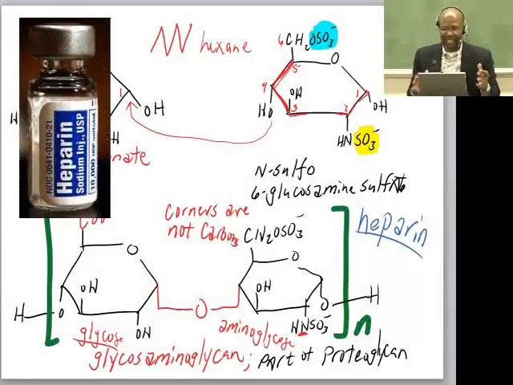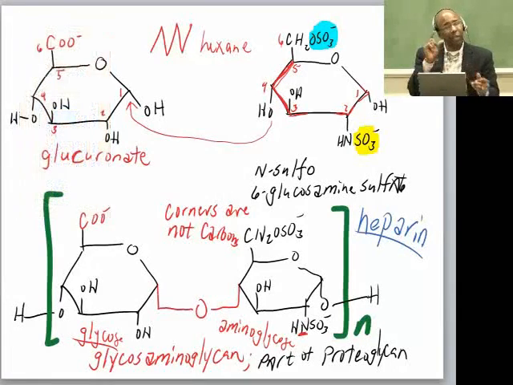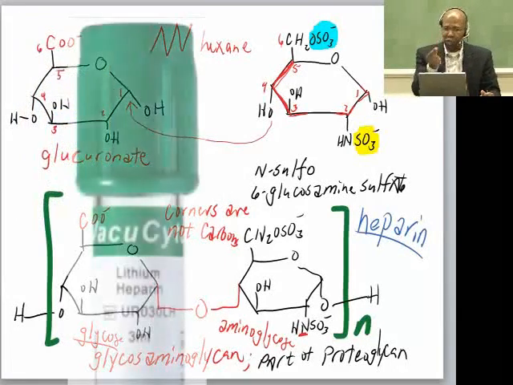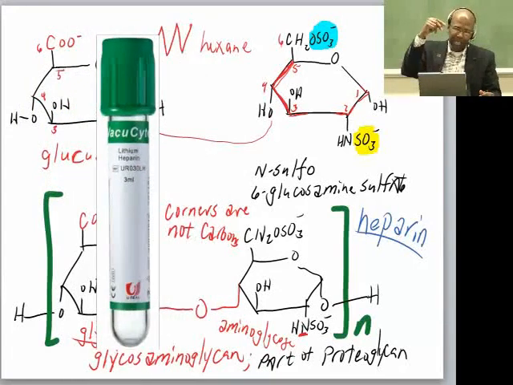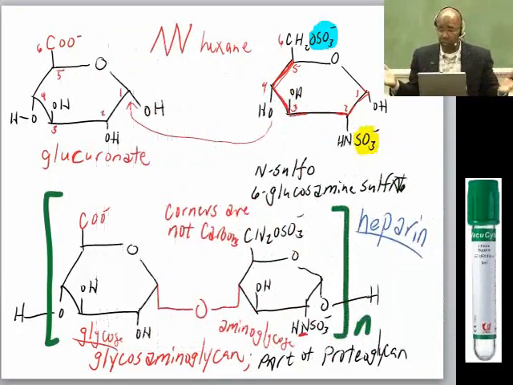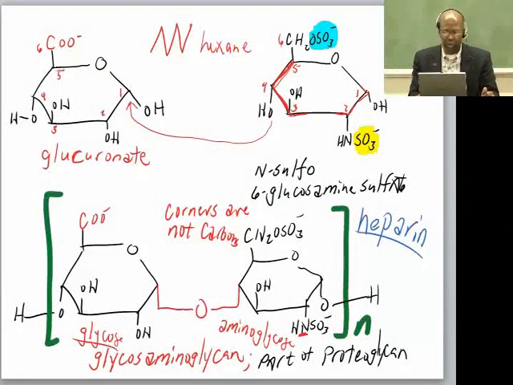But yes, that's heparin. So heparin is a glycosaminoglycan. What they do in hospitals, they'll already have tubes that have heparin in them. They'll put the blood in the heparinized tubes, and it prevents your blood from clotting so they can do whatever lab tests they need to do on the blood. There are several glycosaminoglycans, but we're only going to go over two of them, and that's one of them.